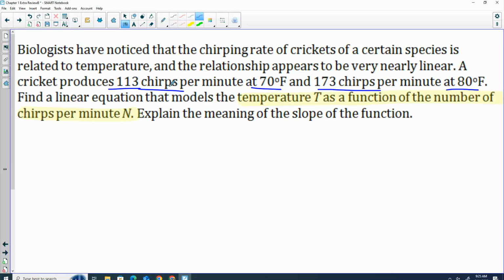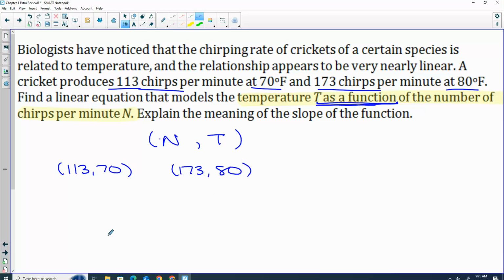All right, when you are doing this, the biggest issue is making sure you know what x and y are. If I say temperature is a function, the function is your y value. The number of chirps n has to be my x. Sometimes I don't give you variables to use, so you could use x and y here, I did tell you. Now, we need to go back and write these as ordered pairs. Remembering, the x is the number of chirps, the y is my temperature. So my first point would be (113, 70). My second point, (173, 80). Now what do we do?